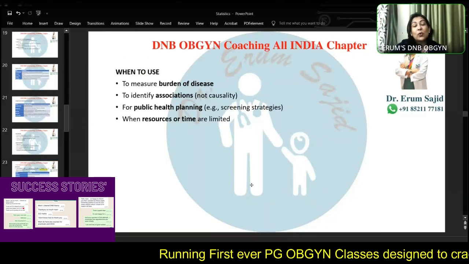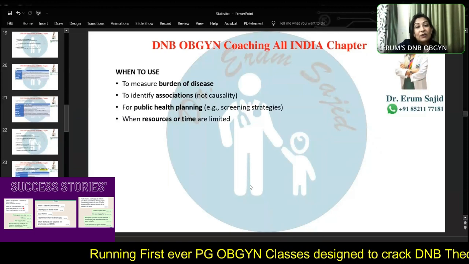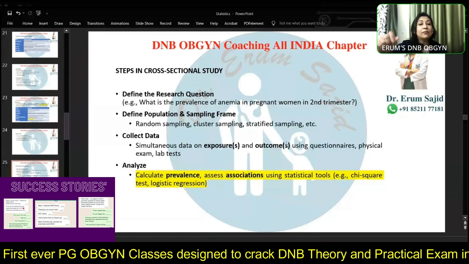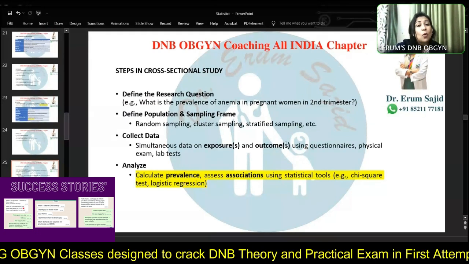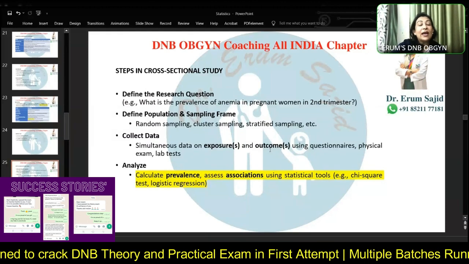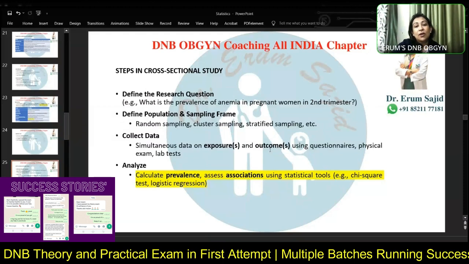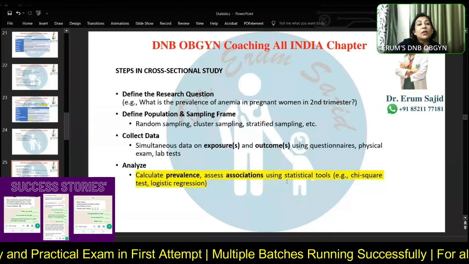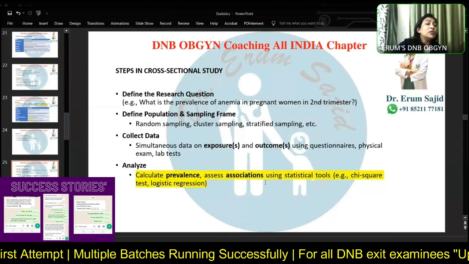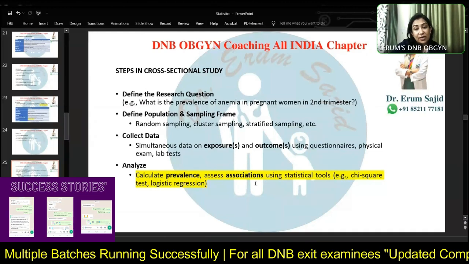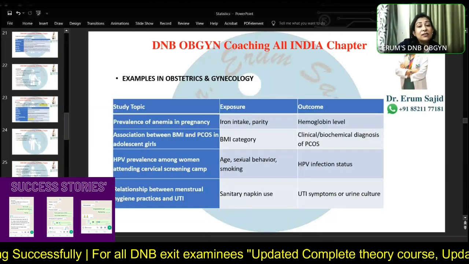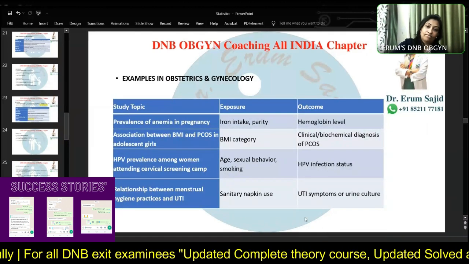To measure the burden of the disease, to identify associations for public health planning, and when resource or time are limited. So cross-sectional studies I love because they are like a snapshot. They finish off at that moment. Right? So you define a research question, you define the population, you collect the data, and you analyze the data. Finish. You're done. So mostly these studies utilize chi-square tests or logistic regression analysis and or association analysis. So these are basically association studies, mostly for association. The statistical tools are mostly chi-square or regression analysis.